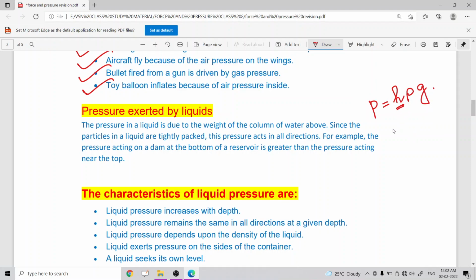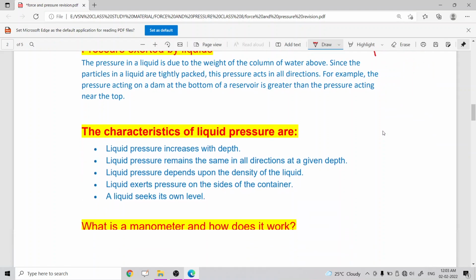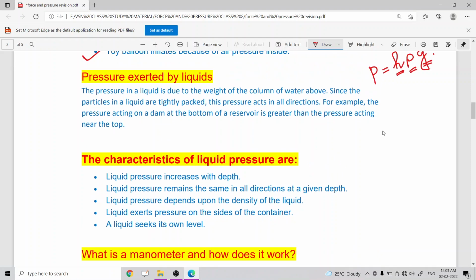Here h is the depth or height of the liquid column for a particular point from the upper surface of the liquid, rho is the density of the liquid, and g is the acceleration due to gravity. On these factors the pressure of a liquid column depends. So that is why we take different types of examples also.